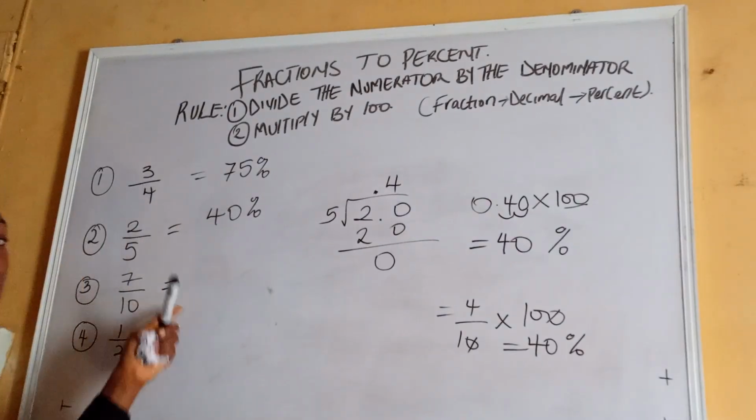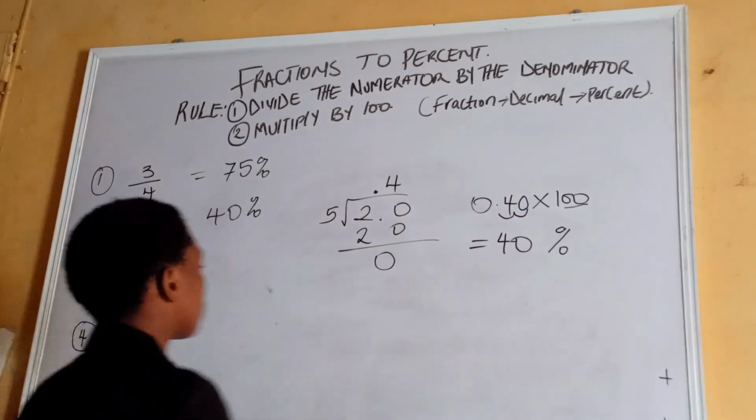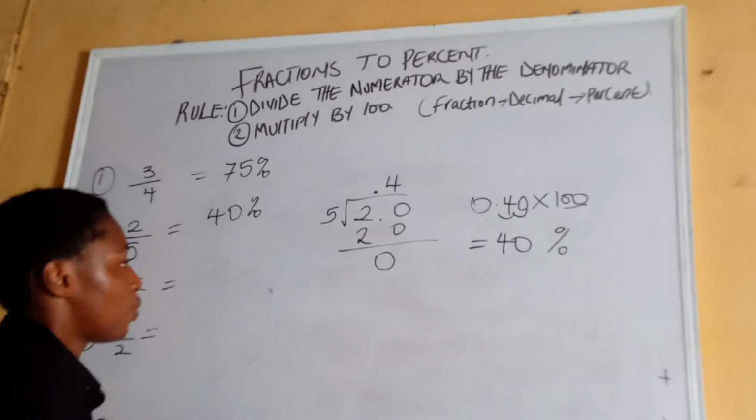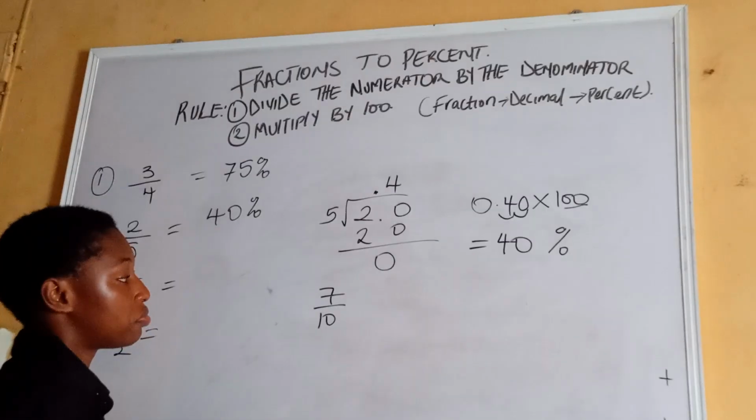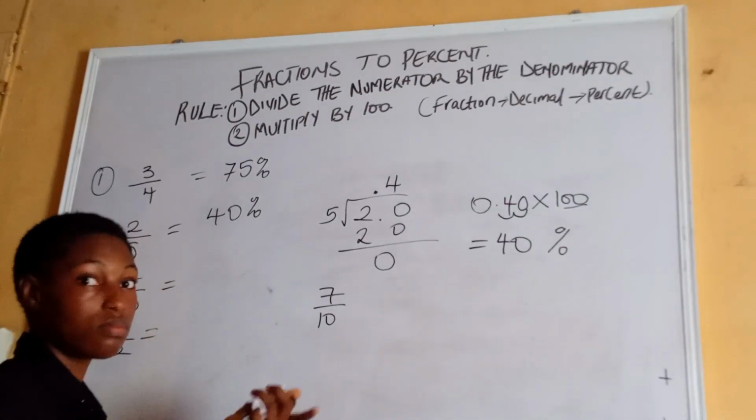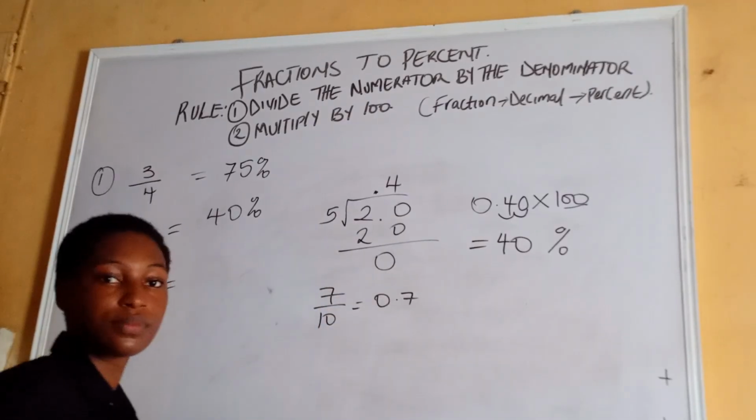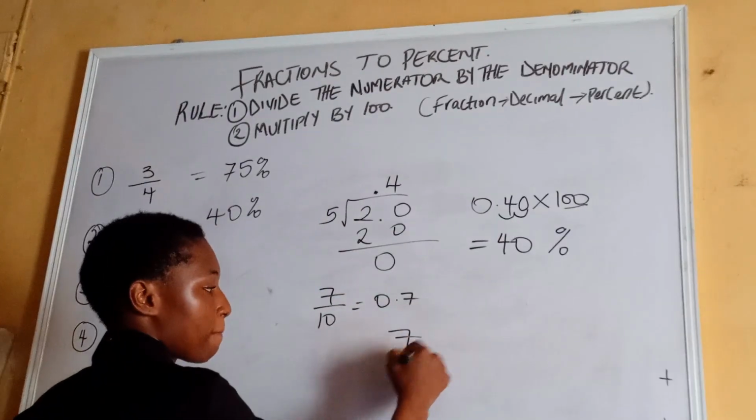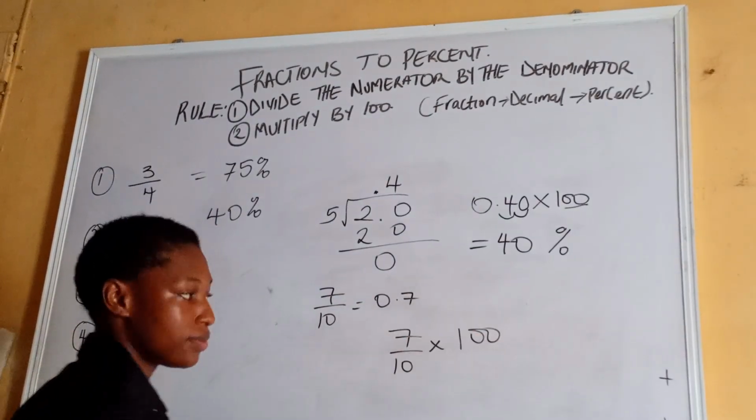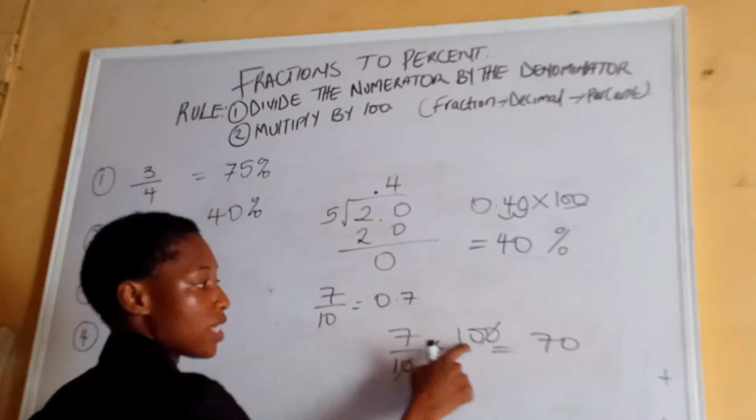The third question says 7 over 10. With this one, we don't need to go far. We have 7 over 10 as our fraction. I don't really need to divide this. Even if I wanted to do the long division, I'm going to get 0.7. But I can straight up just say 7 over 10 times 100. And then 0 here will cancel 0. I'm left with 70. 7 times 10 is 70.